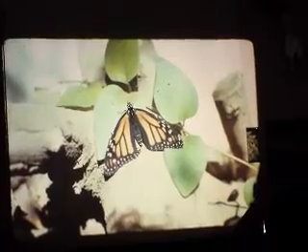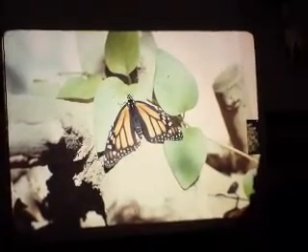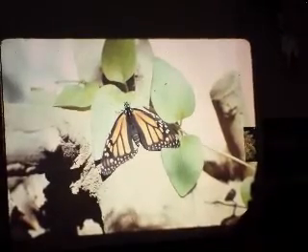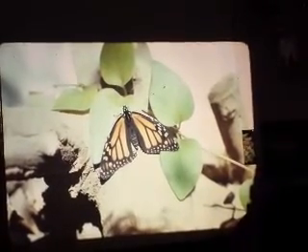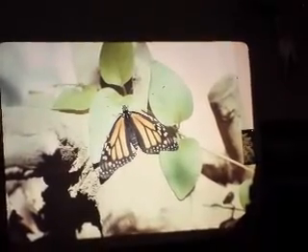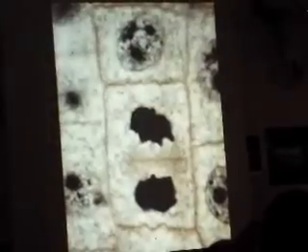Phylum? Arthropoda. Class? Insecta. How many pair of antennae? 1. How many pair of wings? 2. How many pair of legs? 3. It worked out nicely now. 1, 2, 3.